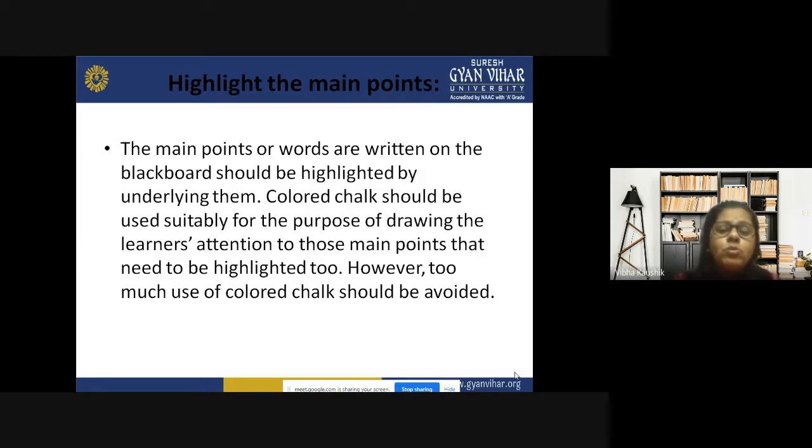However, too much use of colored chalk should be avoided. It's not that the teacher should use colored chalk at every level or every place. The excessive use of colored chalk should be avoided by the teacher.